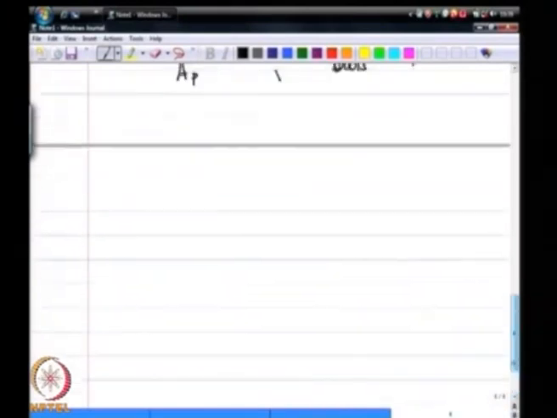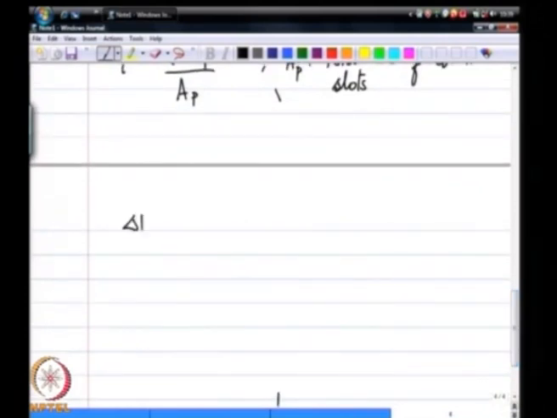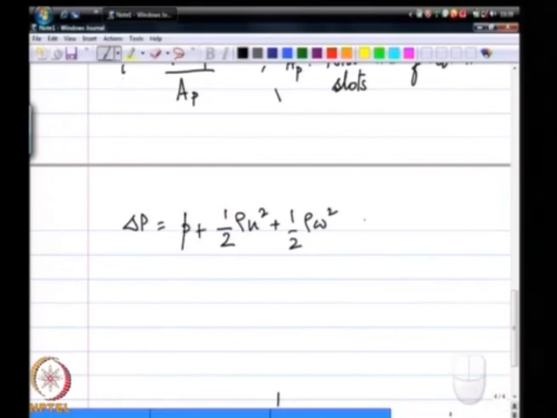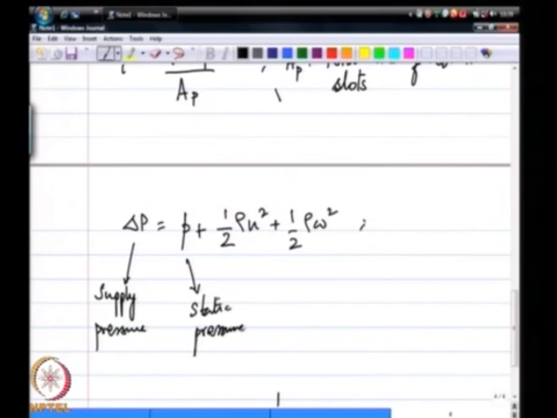Now, since we made the simplifying assumption of the flow being inviscid, I can now use Bernoulli's equation at any point, if delta P is the supply pressure, P is the static pressure at any point in the chamber, U is the axial velocity, W is the swirl velocity.